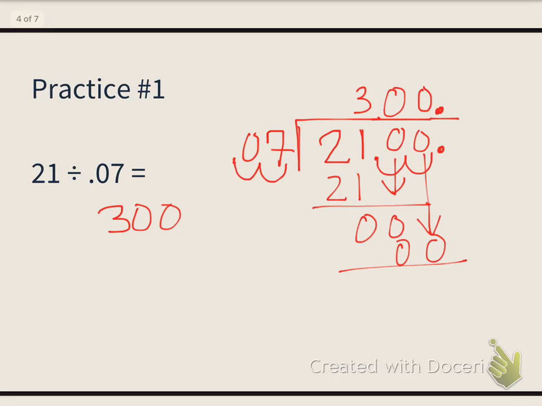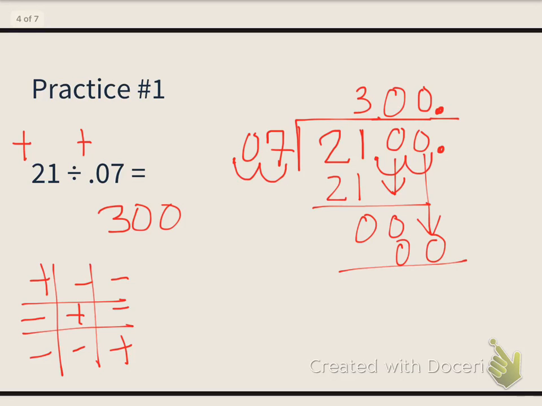Now, is it positive or negative? Well, we have a positive and a positive. Oops, that's not the one I wanted to draw. I want to draw the tic-tac-toe board. So, tic-tac-toe, positive times positive equals a positive. So our answer is positive 300.